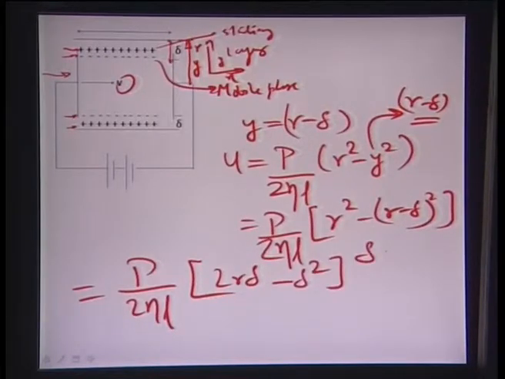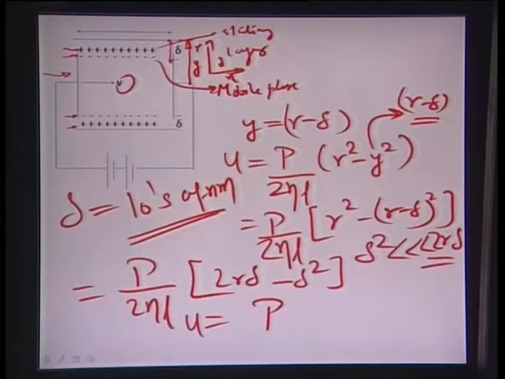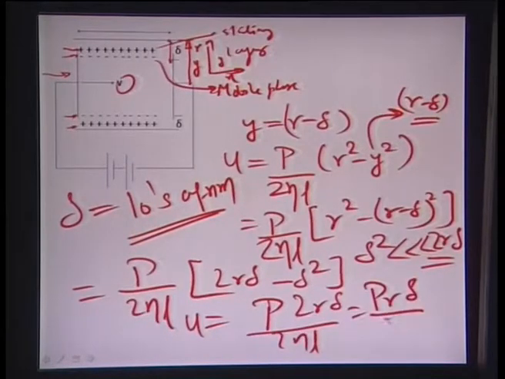Okay. And delta being very small, we have already mentioned that the double layer thickness is around tens of nanometers, and therefore this delta square is very small in comparison to twice r delta and can be safely neglected. And u in this particular case would be nothing but p times twice r delta by 2 eta L, or p r delta by eta L. That is what the u delta is going to be, the velocity across this double layer.